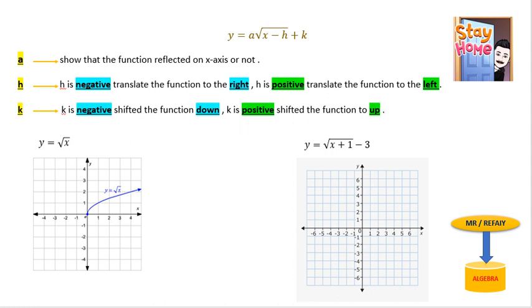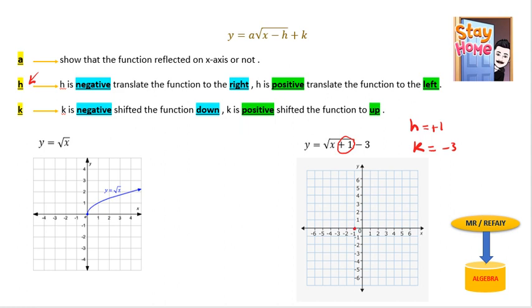Now we have this example: y equals root x plus 1, minus 3. This time we have two translations, one horizontal and one vertical. So you have to determine h and k. Here h is positive 1 and k is negative 3. What does it mean? Look here again. If h is negative, translate right. But if h is positive, translate left. So here we have to start from negative 1.